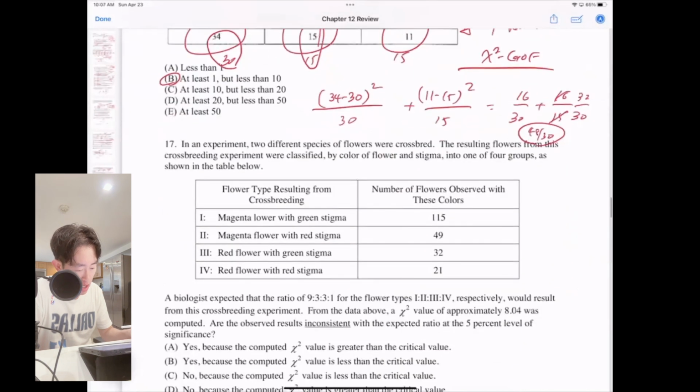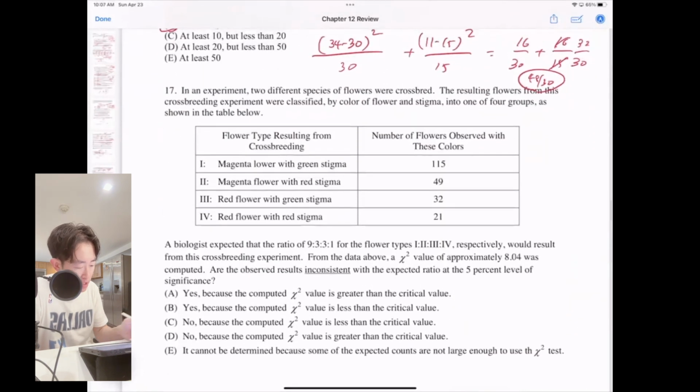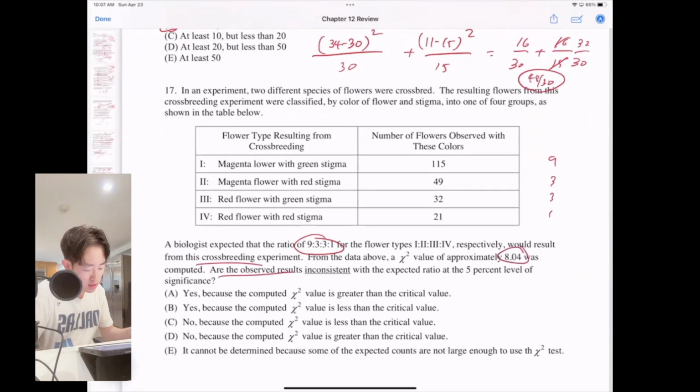Number 17. Okay, so we have a 9:3:1 ratio that would result from this crossbreeding experiment. We have a chi-squared value of 8.04. Are the observed results inconsistent with the expected ratio at the 5% level of significance? Okay, so this one was a bit tricky when I first did this problem. They don't even tell you what n is equal to. Well, actually, wait a minute, I'm sorry. You can just add them all up and then you can get the n value. And the chi-squared value they've already solved for me.